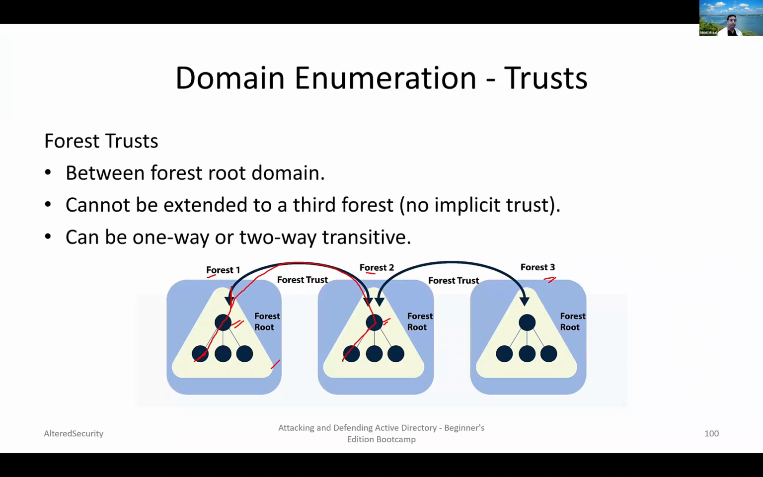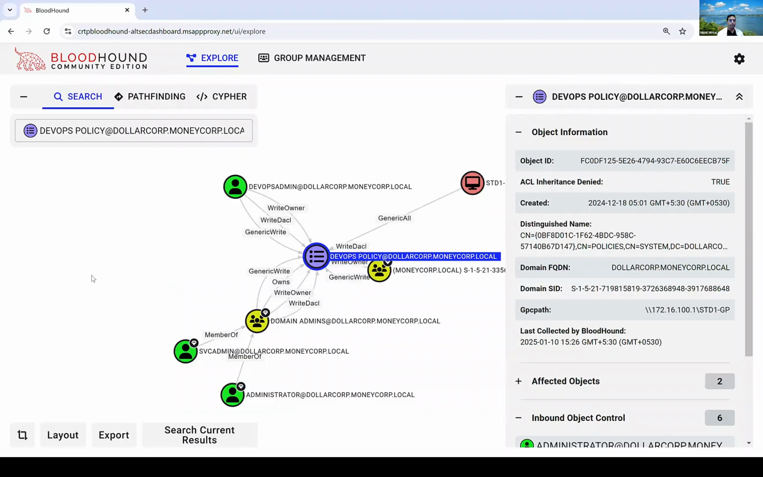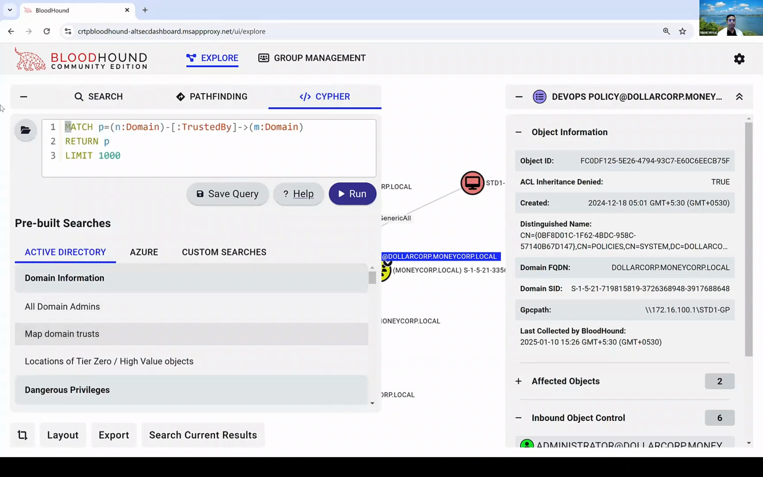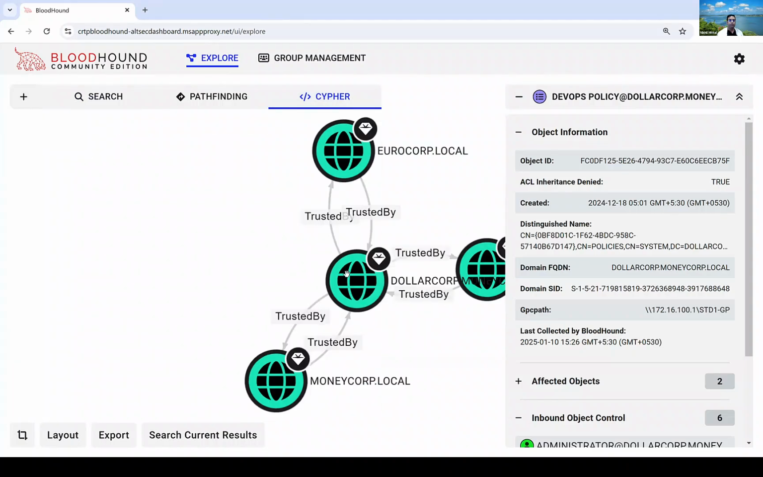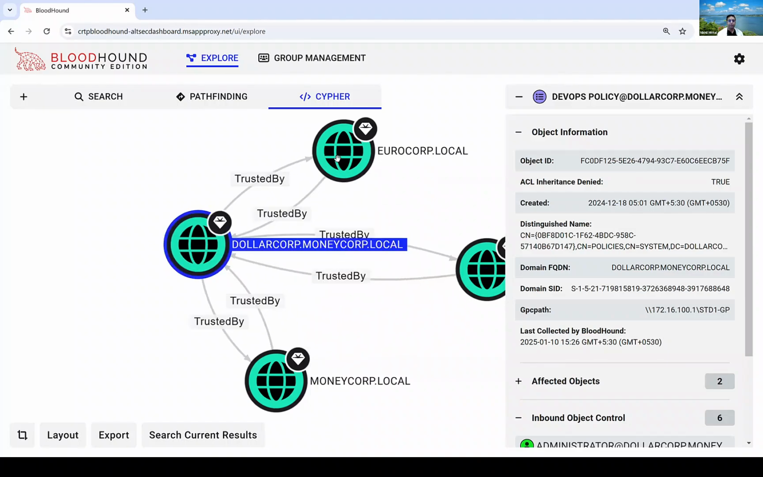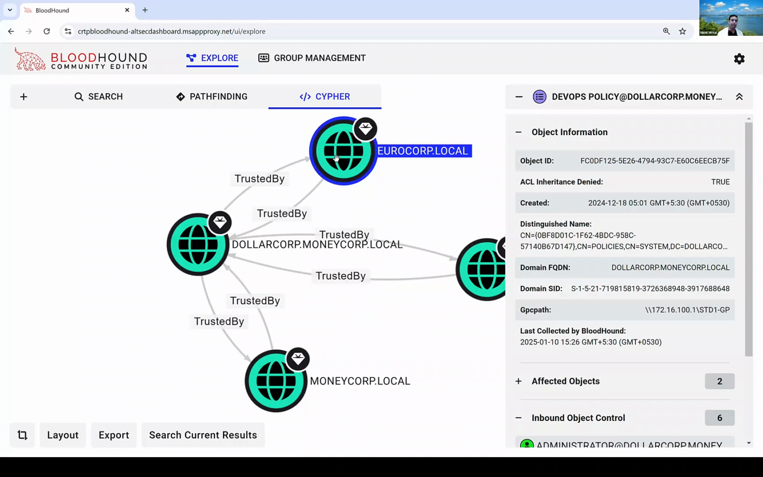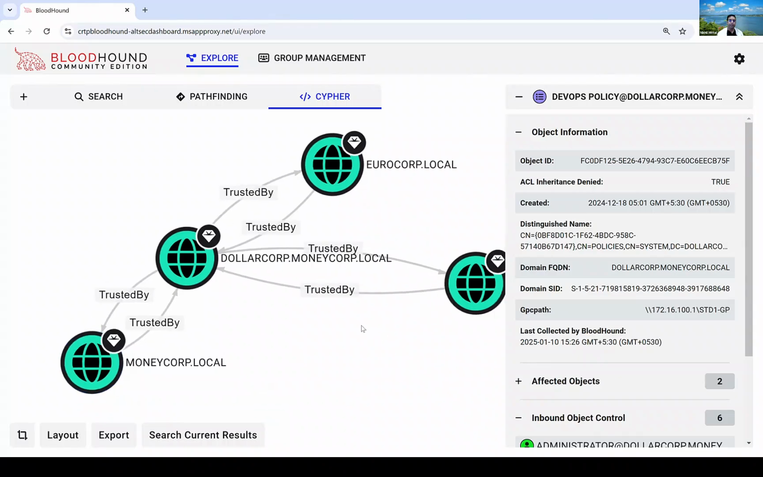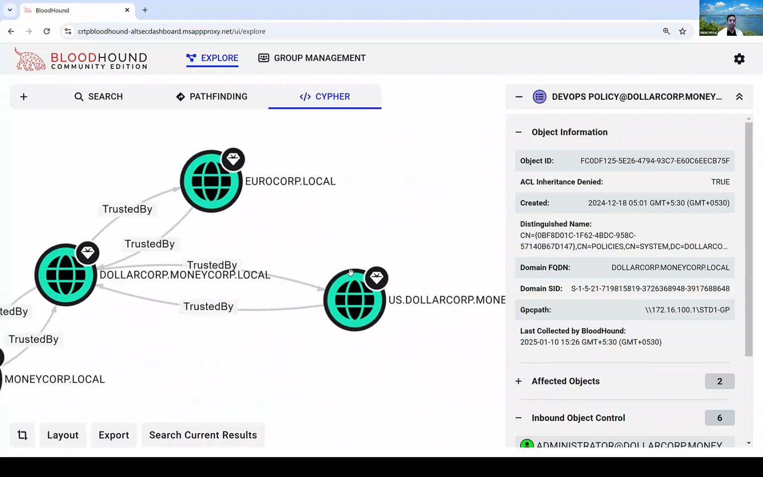That was about trusts. Now, how do you enumerate the trusts? Of course, we've seen how we can do that in BloodHound by running the query Map Domain Trusts. It shows you the trust relationships. Corp has a bidirectional trust relationship with Eurocorp, which is a different forest. It has a trust relationship with MoneyCorp, which is its parent, and US.Corp, which is its child.